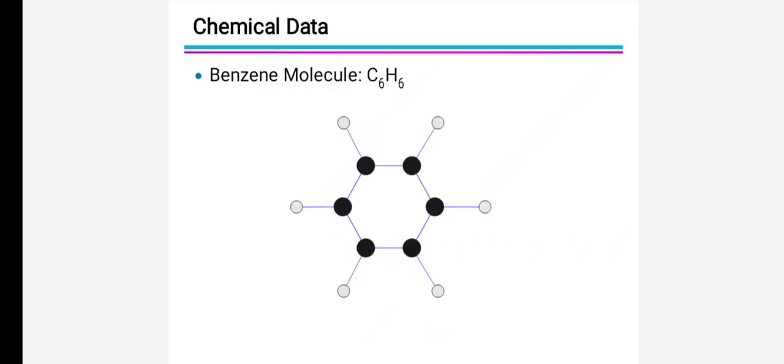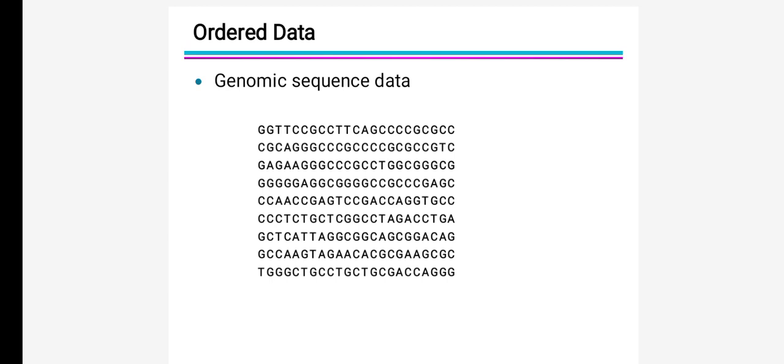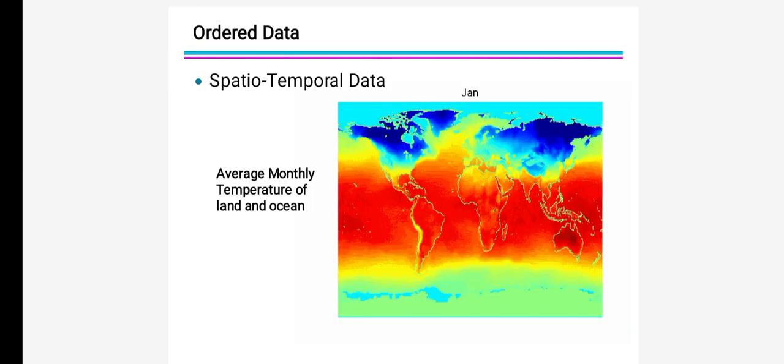Here is an example of chemical data: the benzene molecule, C6H6. In ordered data, sequences of transactions are involved. Another example of ordered data is genomic sequence data: guanine, guanine, thymine, thymine, cytosine, cytosine, etc. In ordered data, such as spatio-temporal data, the average monthly temperature of land and oceans is observed.